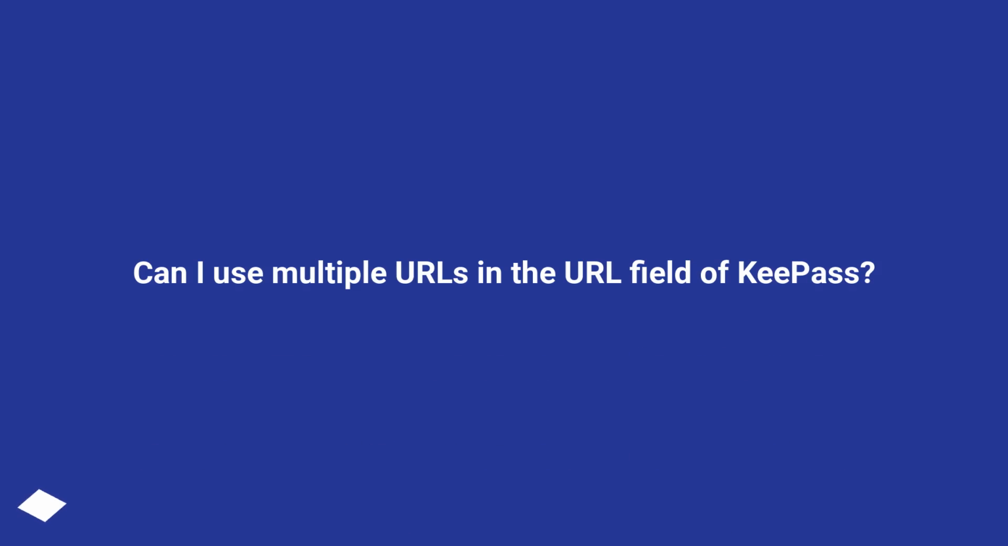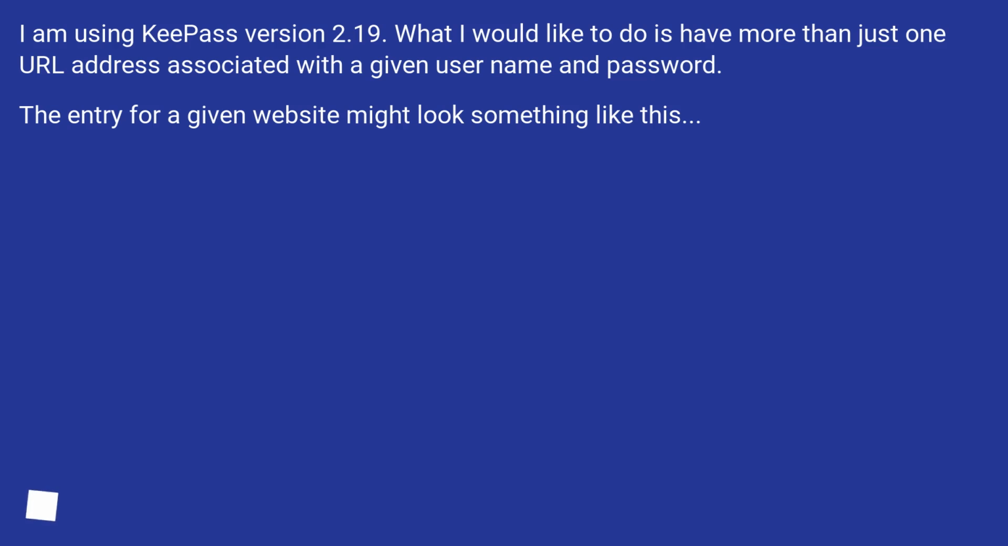Can I use multiple URLs in the URL field of KeePass? I am using KeePass version 2.19. What I would like to do is have more than just one URL address associated with a given username and password. The entry for a given website might look something like this.